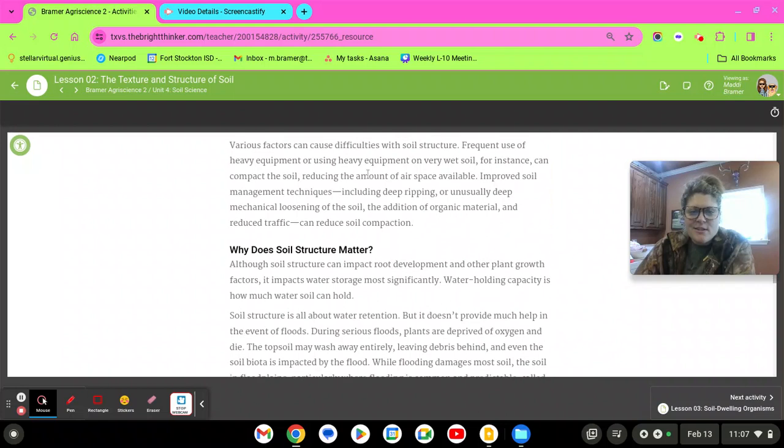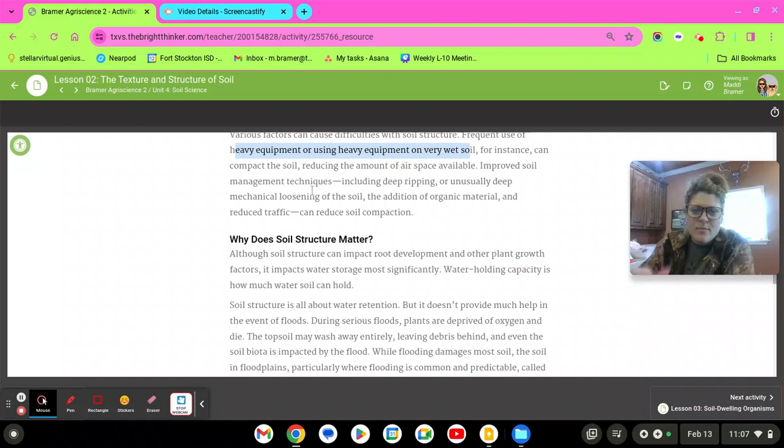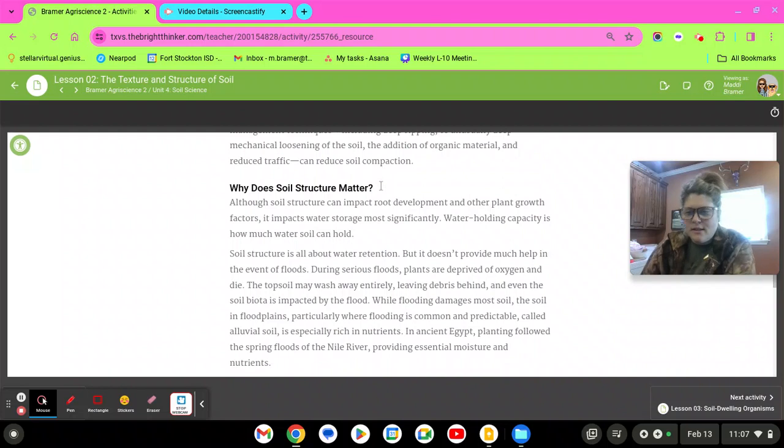So various factors can cause difficulties. If you overuse soil, so you just use a lot of heavy equipment on very wet soil, it can compact the soil and remove the oxygen, reducing the airspace. So that's why we like to till it and turn it over.